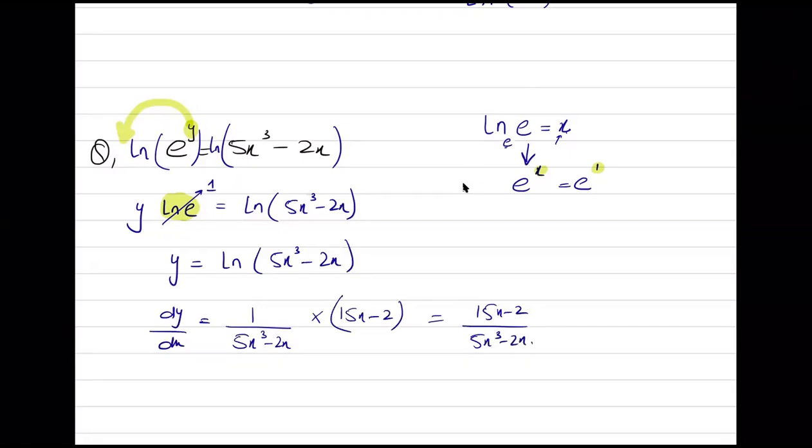Sir, won't it be 15x squared minus 2? Hmm? What? 15x squared. Right. Yeah.